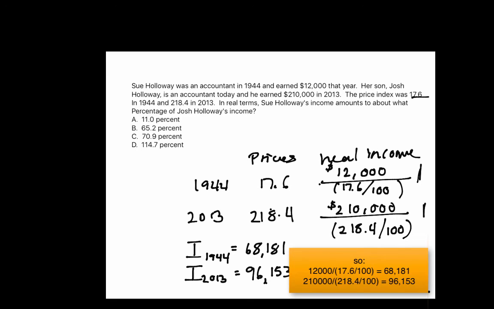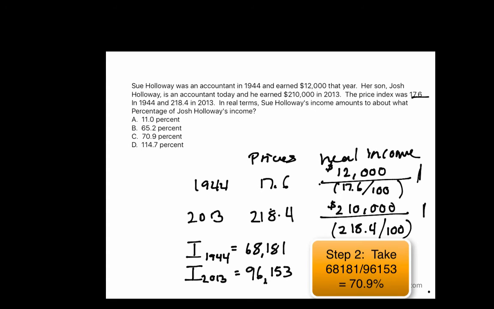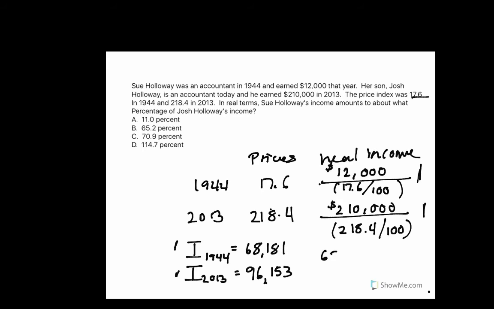And now all I want to do is find what percentage Sue's income is of Josh's in 2013, which is just 68,000 divided by 96,153. So 68,181 divided by 96,153. That will tell you what percent her income was in real terms of Josh's income, and that's going to get you approximately 70.9%. So the answer is C.